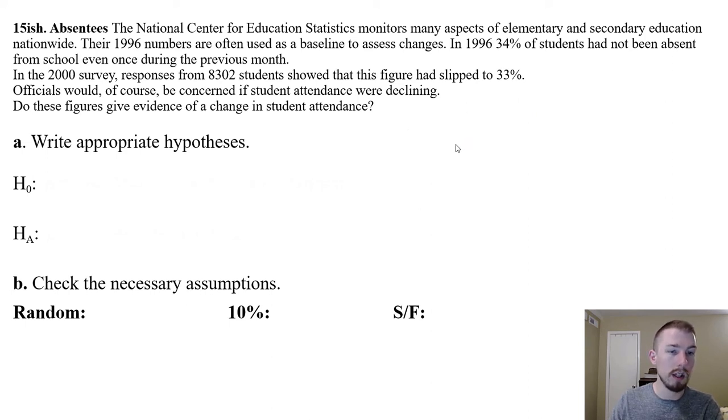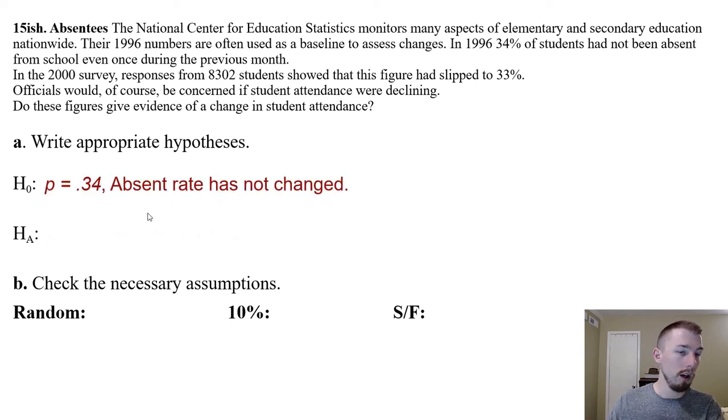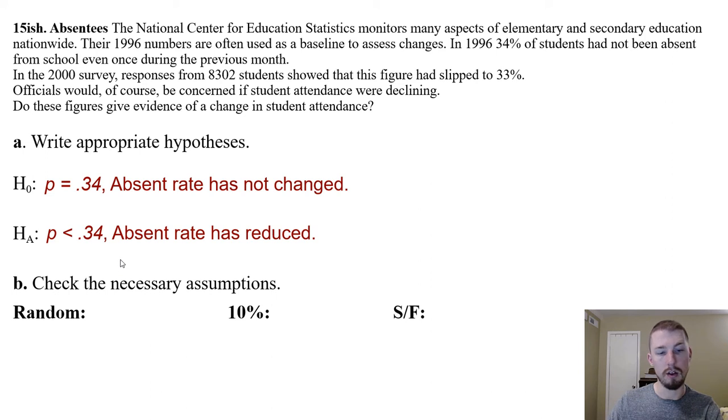All right, do the figures give evidence of a change in the students' attendance? So let's write our hypotheses. Our null hypothesis is that there's no change and that it's still 34%. The alternative, we're only going to be interested if it's dropped. So it's a one-sided test where the proportion is less than 34%, which is to say that the absent rate has been reduced.